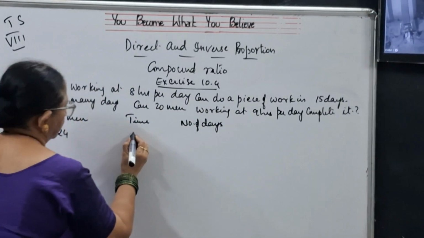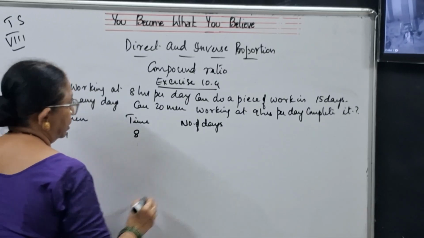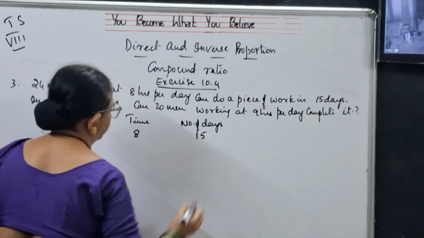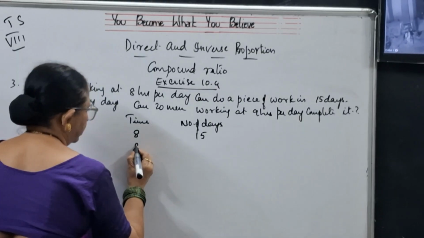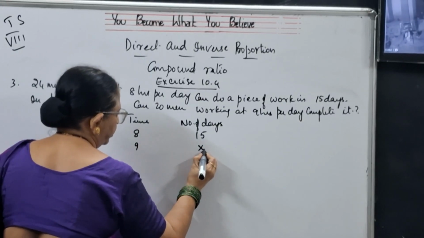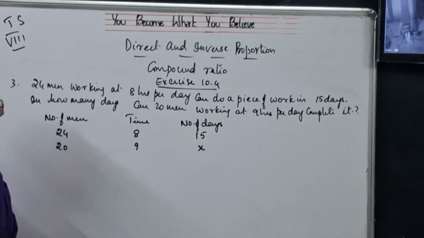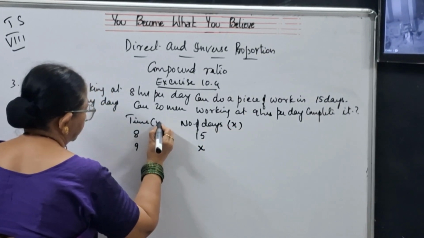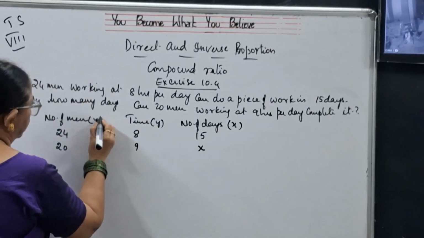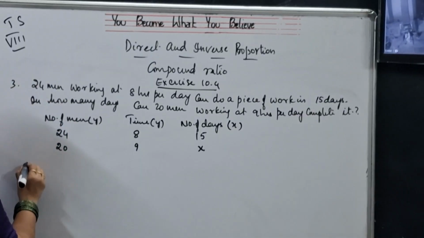24 men working for 8 hours a day can complete the job in 15 days. And 20 men working for 9 hours a day, how many days will they take? This is the problem. So x is here, consider it as x. This is y, this is y.